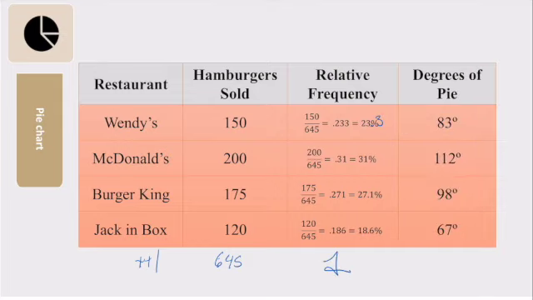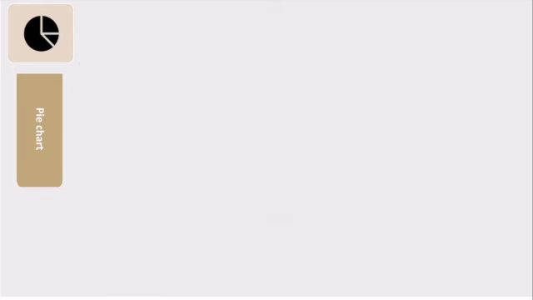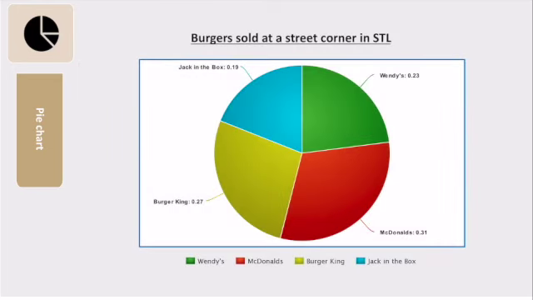So then they get that many degrees of the pie. I took 0.233 times 360 degrees, and that gave me 83 degrees. I took 0.31 times 360 degrees. That gave me 112 degrees, and so on and so forth. So here we have our beautiful, beautiful pie chart. Again, we want to make sure everything is well labeled.